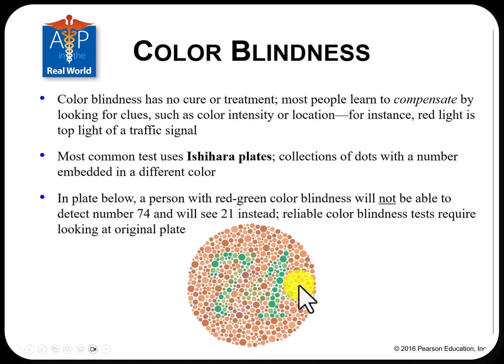And so if you look at this color palette, you should be able to see the number 74. But if you can't see the number 74, then that means, these are the Ishihara plates, then that means you have some form of color blindness. And so there's a lot of these to determine whether you have red-green color blindness or blue-red, or all the different combinations of what you can have as far as color blindness.